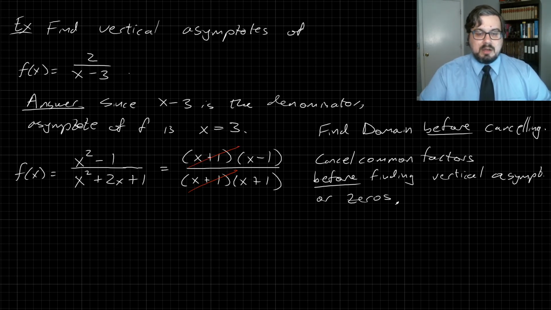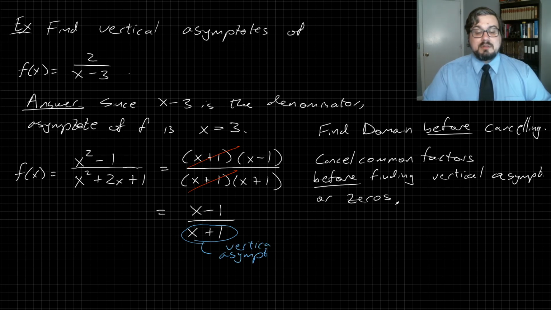So for us, we'll cancel these x plus 1s because we're only interested in the vertical asymptotes. And so we have that this equals the function x minus 1 over x plus 1. And now we can see that this factor in the denominator, the only factor left, determines the asymptotes, and this tells us that we have a vertical asymptote at x equals negative 1.